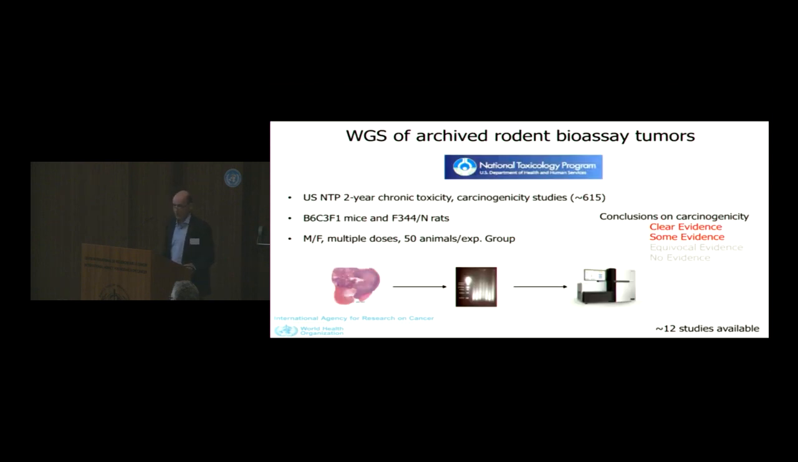The animal system that we are using comes from the National Toxicology Program at the NIEHS. And we are tapping into 2-year chronic toxicity studies, carcinogenicity studies. There's about 600 something of them. They are carried out in mice and rats, isogenic animals, males, females, multiple doses, 50 animals per experimental group. So these are basically huge, very well-controlled studies.